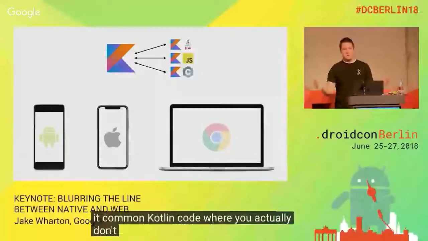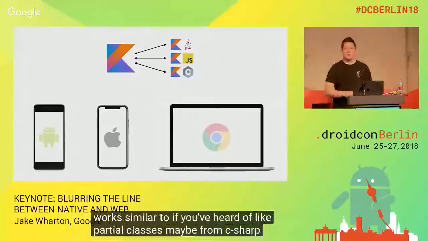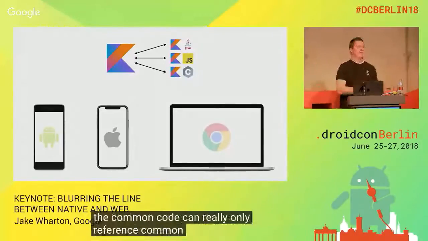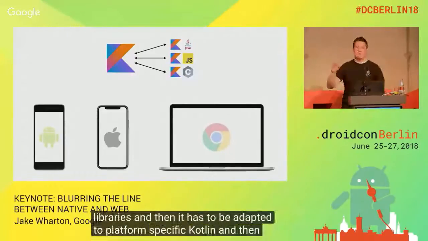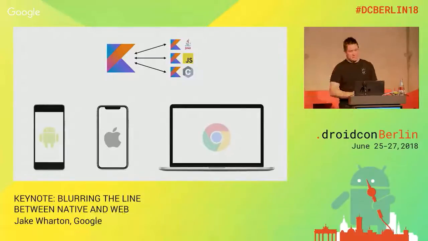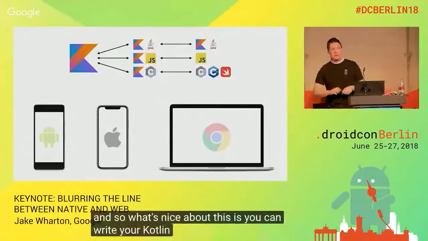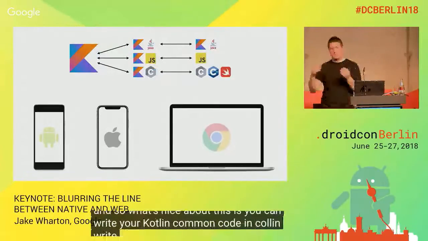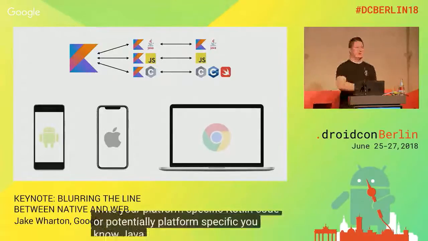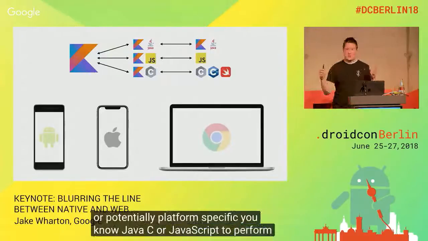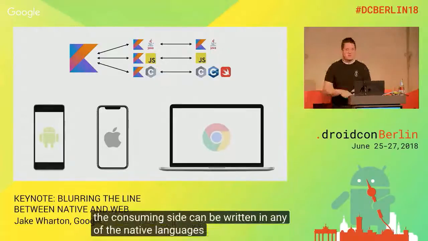And it works similar to, if you've heard of partial classes, maybe from C#, where the common code can really only reference common code and other common libraries. And then it has to be adapted to platform-specific Kotlin, and then eventually compiled for that platform. And so what's nice about this is you can write your common code in Kotlin, write your platform-specific Kotlin code, or potentially platform-specific Java, C, or JavaScript to perform that adapting to the platform. And then the consuming side can be written in any of the native languages intrinsic to wherever you're targeting.